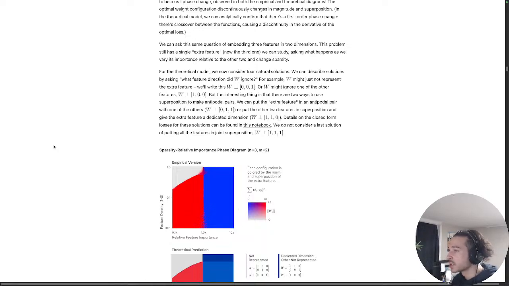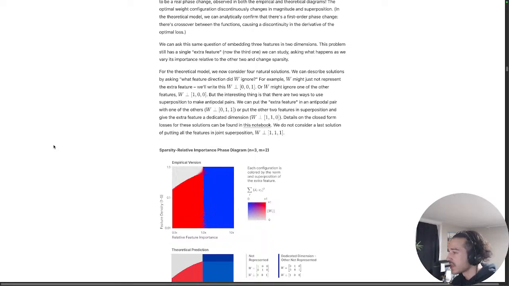We can describe solutions by asking, what feature direction did W ignore? For example, W might just not represent the extra feature. We'll write this W is orthogonal to (0, 0, 1), or W might ignore one of the other features, W is orthogonal to (1, 0, 0).